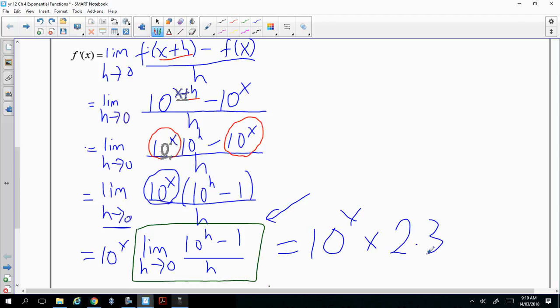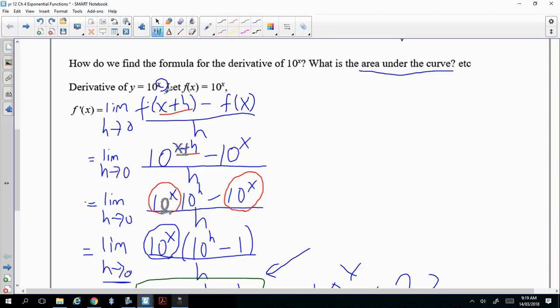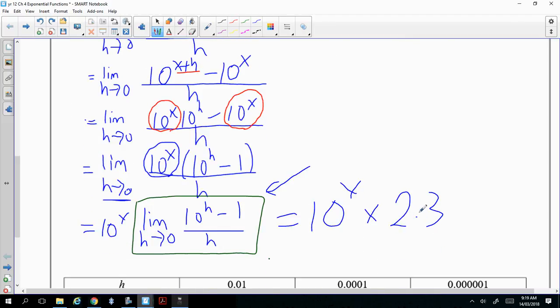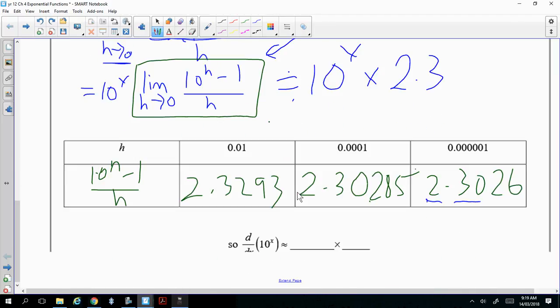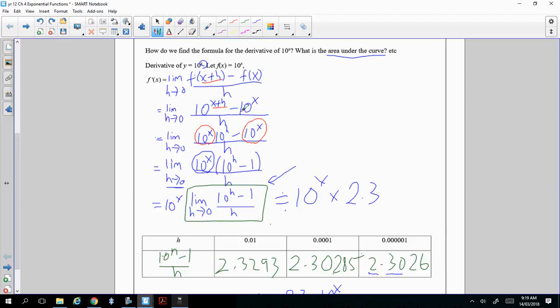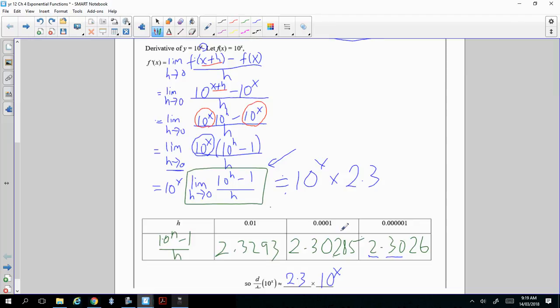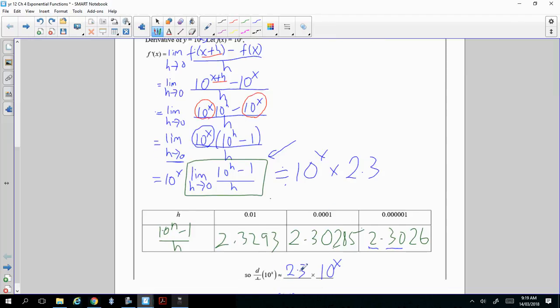It's going to be approximately 2.3 times 10 to the power x. Let's write it down. 2.3 times 10 to the power of x. That's the derivative of 10 to the power x. So as you can see, it's not very convenient, isn't it? Because if I differentiate 10 to the power x, I have to remember this 2.3 number. And it's not even exact. So maybe what we do is, let's try it with another function.